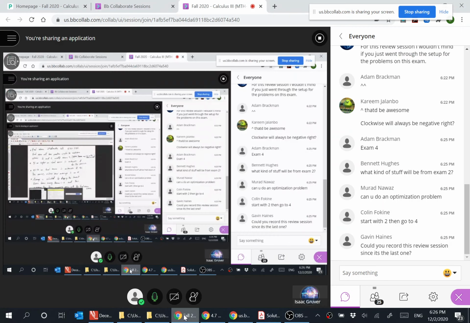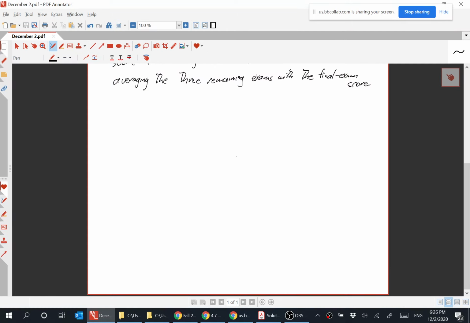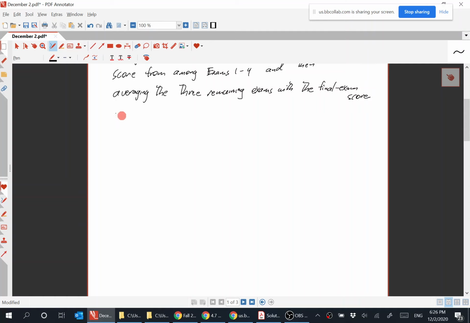So in the text, section 4.7, numbers 344 to 347. So section 4.7, 344 to 347.